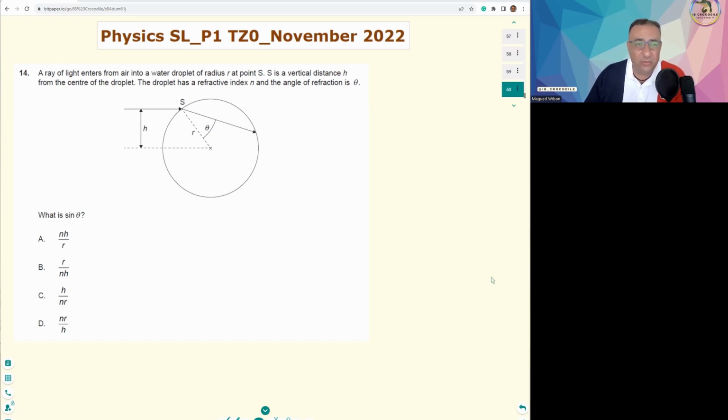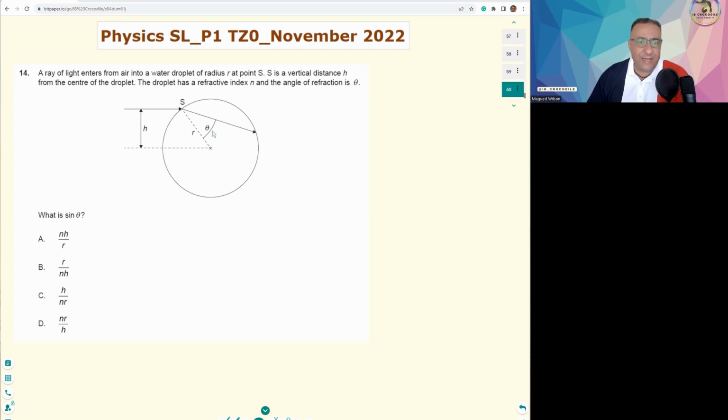Today I'm going to solve this question, Physics Standard Level, Paper 1, November 2022, number 14. A ray of light enters from air into a water droplet of radius r at point S. S is a vertical distance h from the center of the droplet, and the droplet has a refractive index n, and the angle of refraction is theta as shown in the figure.